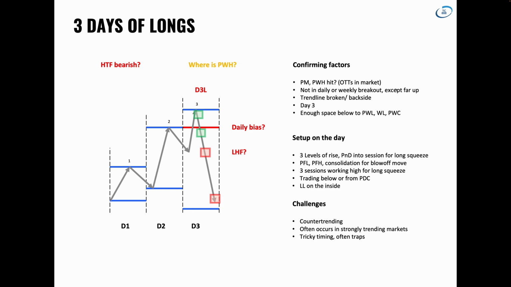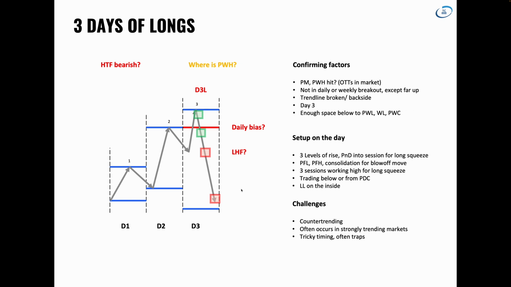Only if you're very far up, you're checking the trend line. Is it broken? So here, do your trend line, and you don't pick the top then. So you really want to be crossing the trend line so that you're sure you are on the backside. Potentially, it can be a day 3 of the 3-day cycle, and you definitely check if you have enough space below to the previous week low, weekly low, previous week close.